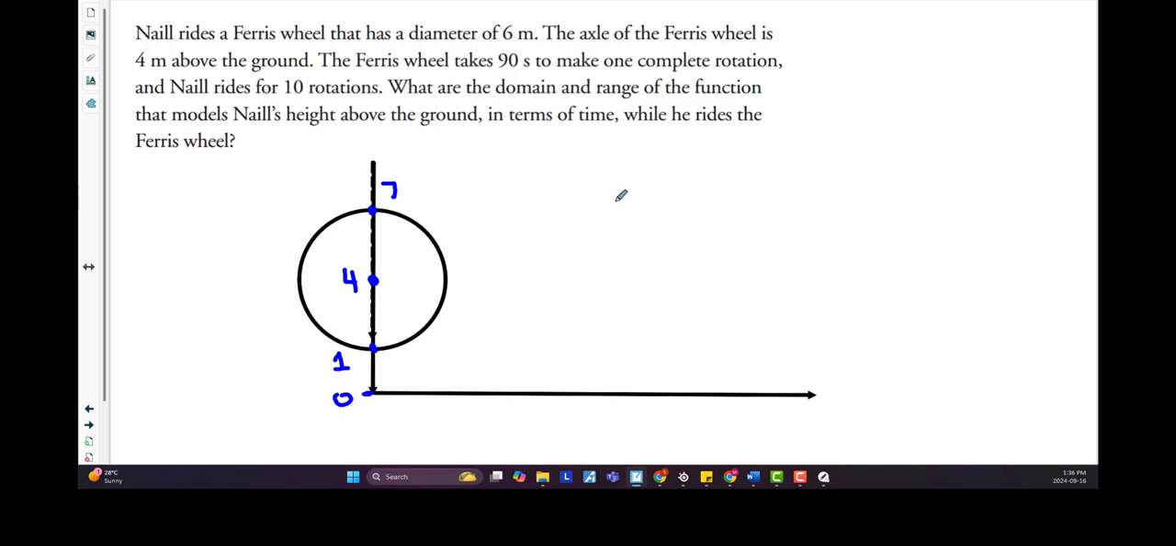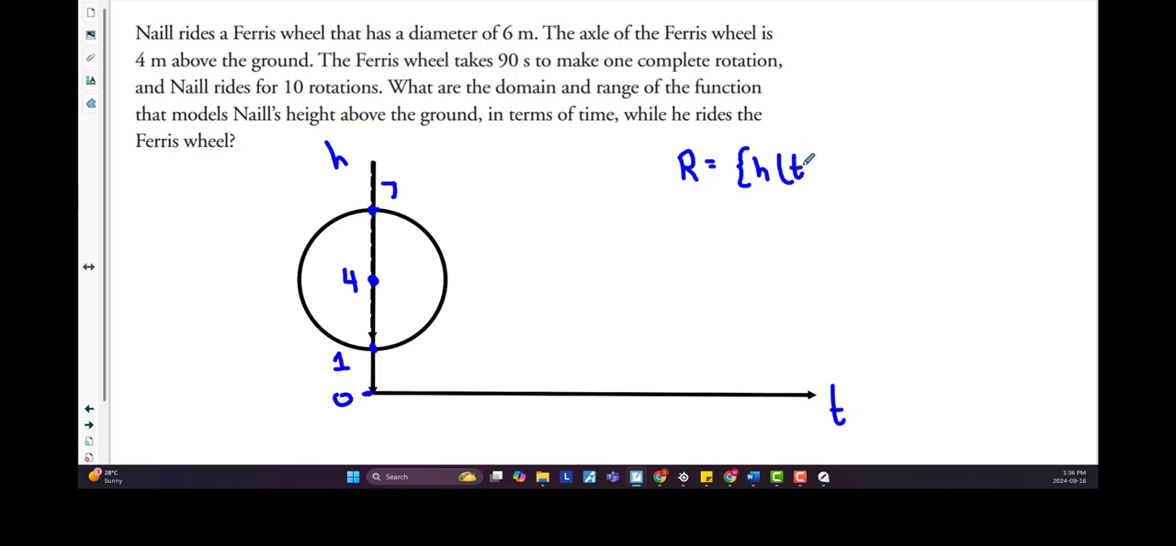So let's figure out domain and range. Well, range has to do with my height, which is here, and time is here. And what are the possible values of height? Can Neil be infinitely above the ground? No, probably not. There's a maximum limit of 7 meters above the ground because that's the highest the Ferris wheel goes. And the lowest the Ferris wheel goes is 1. So the range is very easy in this case.